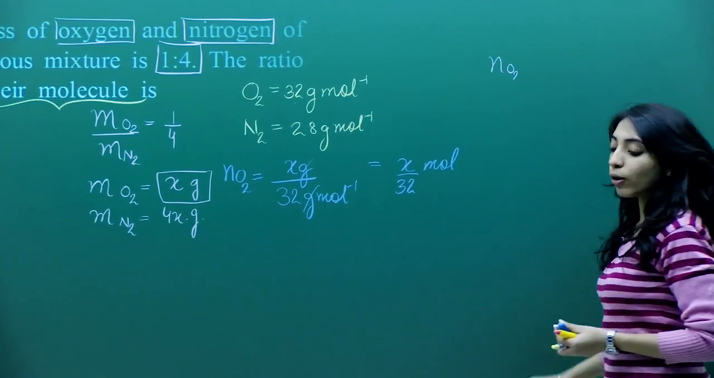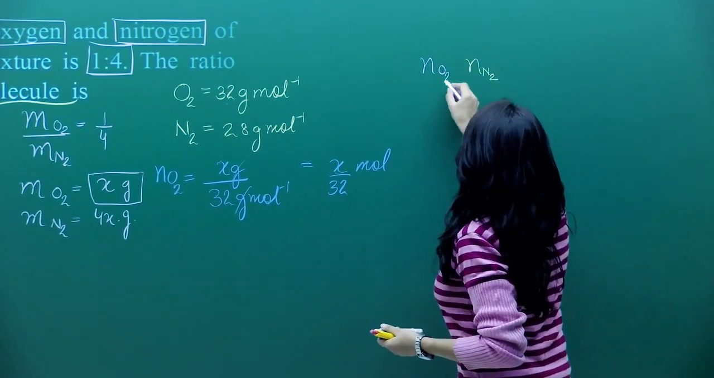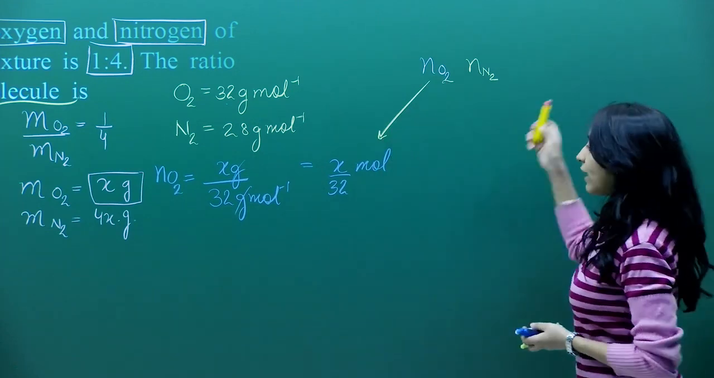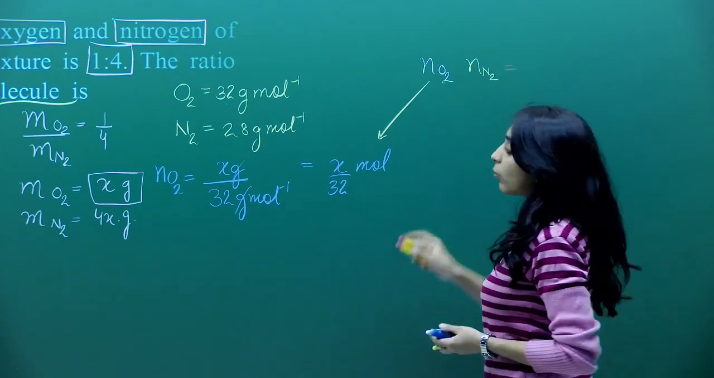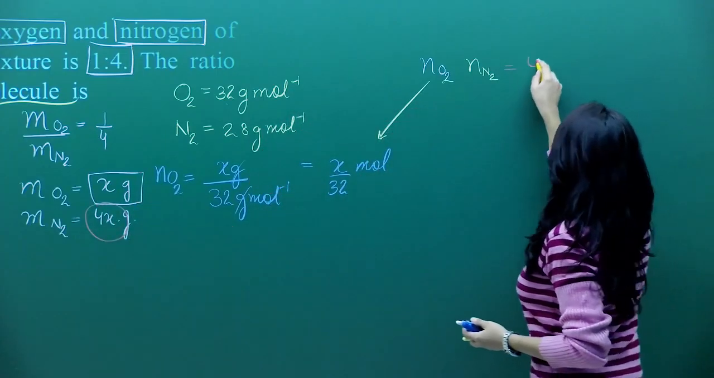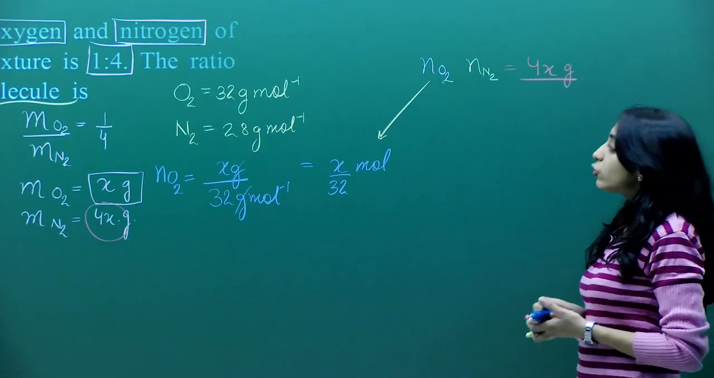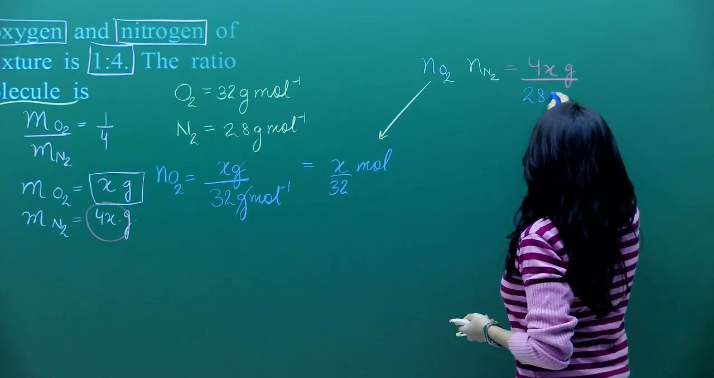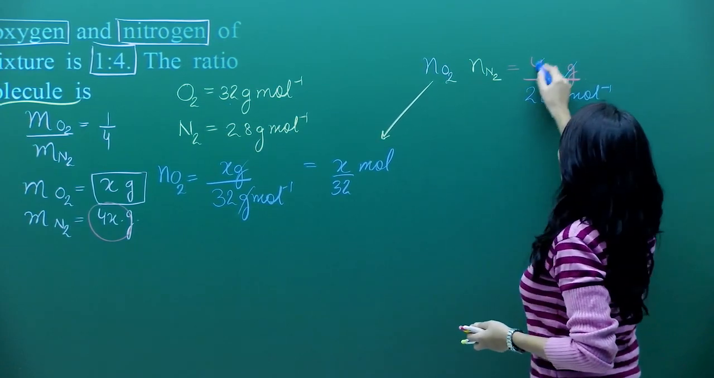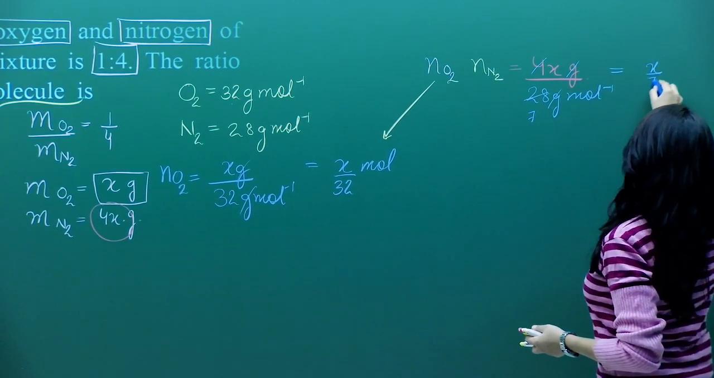In this similar fashion, I can also do the number of moles of nitrogen. This time I want to find out the number of moles of nitrogen. So number of moles of oxygen I can represent like this. Number of moles of nitrogen will be, how much gram is the given mass? 4X grams. So it should be 4X grams to be divided by 28 grams per mole. Gram will get cancelled. This should be 7. So this will be X by 7 moles.